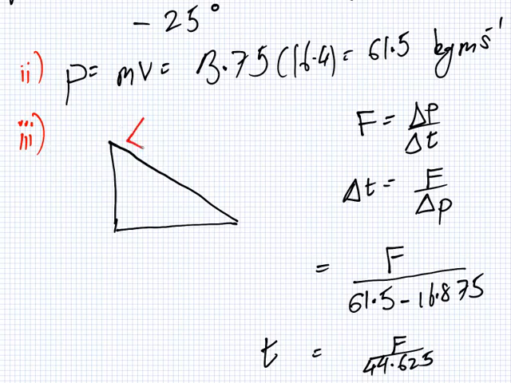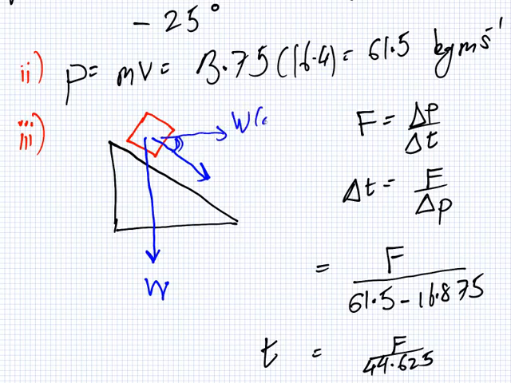So what is the F here? 3.75 times G? Almost. That is the weight going down, but you don't want that one. You only want the one that's making it move. That means this angle is 25, so it's W cos 25. That's the one you want.